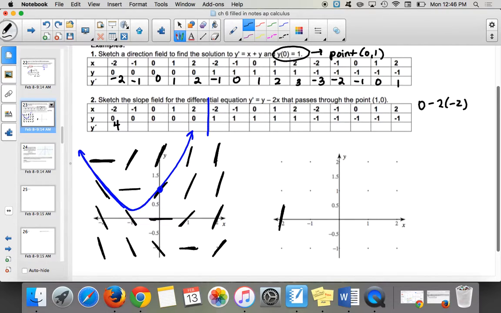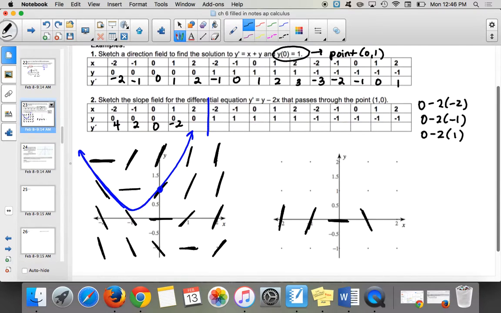Really steep. And then I have 0 minus 2 times -1, which is 2. Oops, that looks a little more like 1. They're not super picky about your slopes, but. All right, and then 0 minus 0 is 0. And then 0 minus 2 times 1 is negative 2.